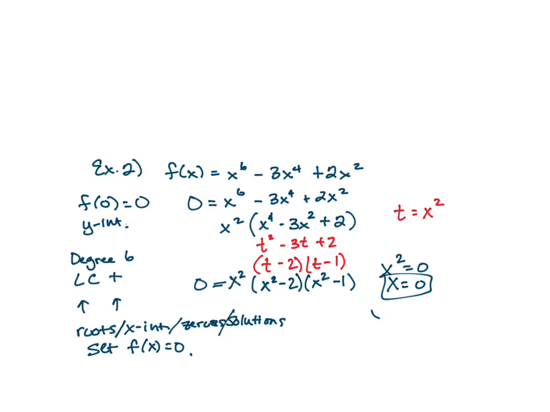We'll set the second one equal to 0. X squared minus 2 equals 0. Any ideas here? Swing the 2. X squared is equal to 2. So x must be plus or minus square root of 2. Right? It's x squared equals 2. So x is going to be plus or minus the square root of 2. Everybody okay with that one?